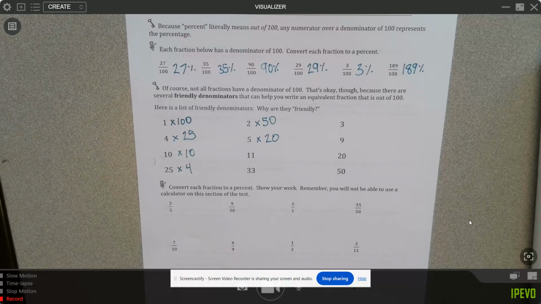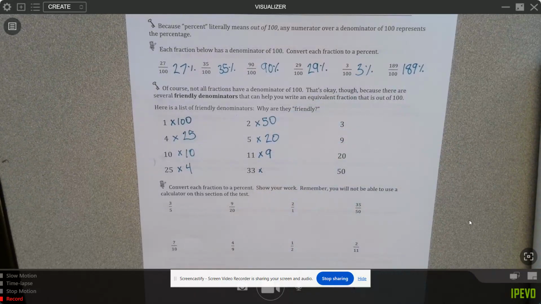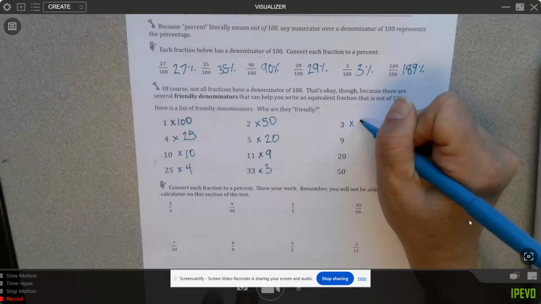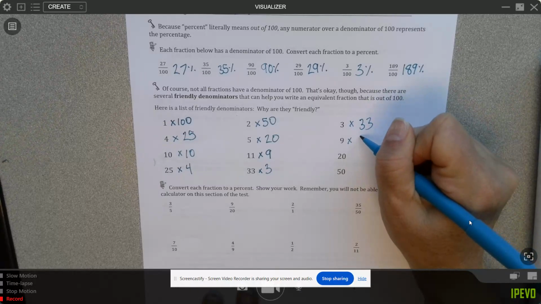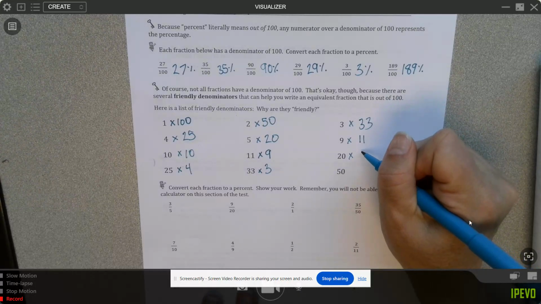So Michael is saying, well, 9.999. So friendly denominators can get us super, super close. So instead of saying 9 point something, we're just going to multiply by 9. What would we multiply 33 by? Going on that same logic. Christina? 3. What do we multiply 3 by? Hadley? 33. What would we multiply 9 by? 11. 20. Just say it out loud, guys. And 50.